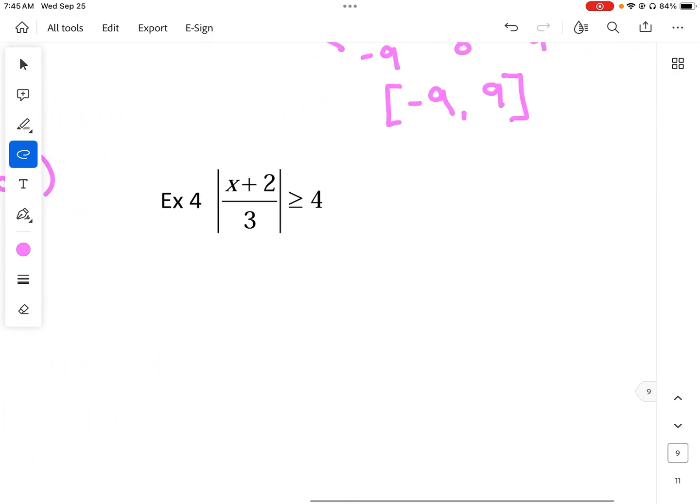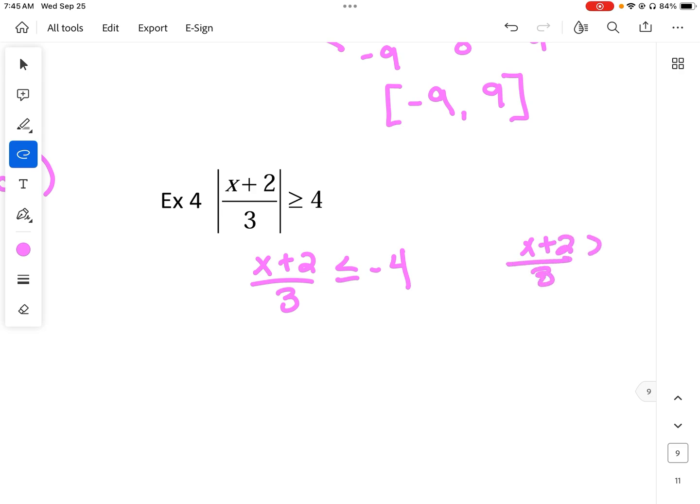Let's go to the next one. This is another greater than symbol, so I'm going to do (x + 2)/3 is less than or equal to negative 4. And then we have (x + 2)/3 is greater than or equal to 4. And then we need to solve it. Start by multiplying by 3.